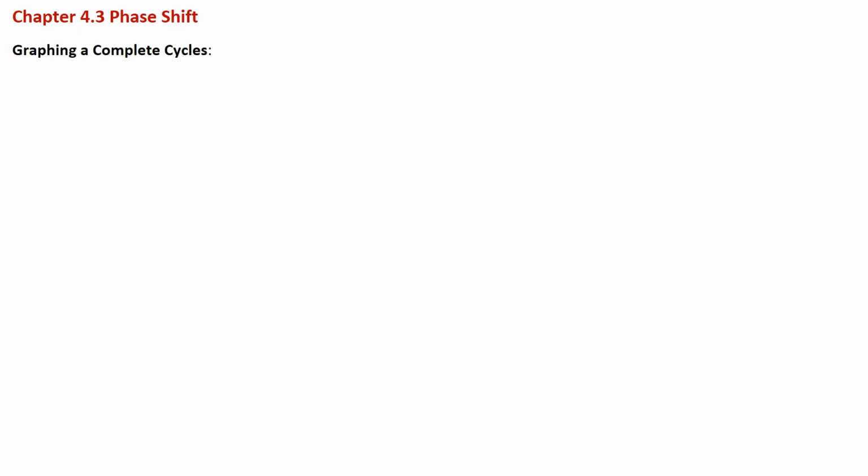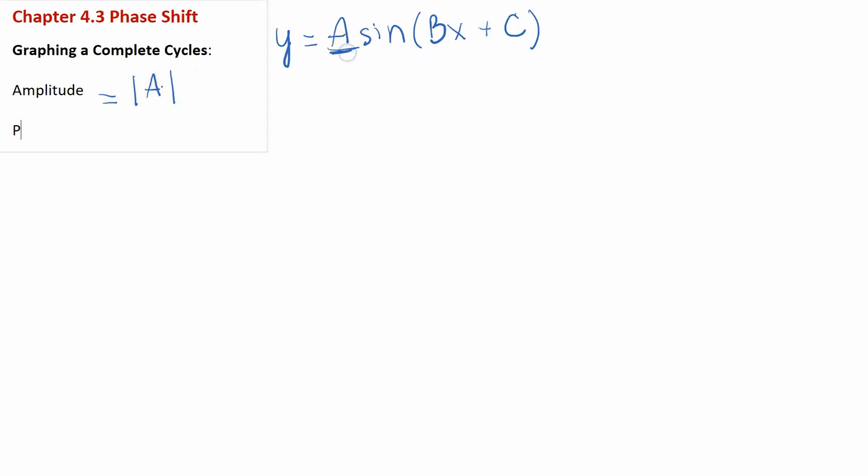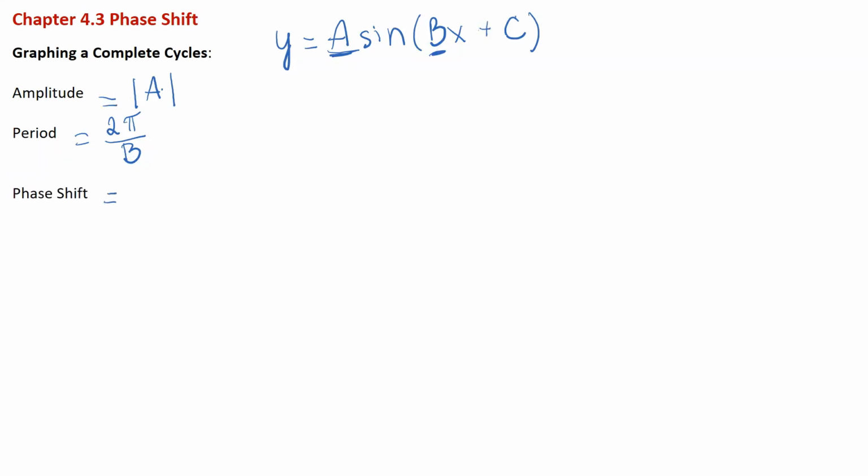Now let's look at the steps to graph a complete cycle of a sine or cosine equation. We will look at the sine equation in the general form: y equals A times sine of bx plus c. First, we'll need to identify the amplitude, which is equal to the absolute value of the coefficient A. Next, we will identify the period of the graph, which is equal to 2 pi over the coefficient B. Next, we will calculate the phase shift, which is equal to negative c over B. Then we will need to label the x-axis.